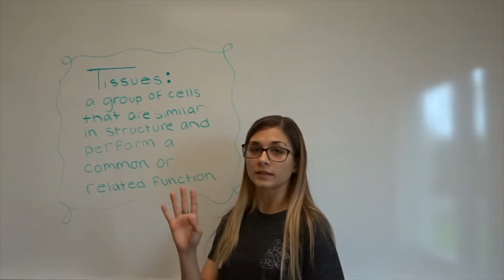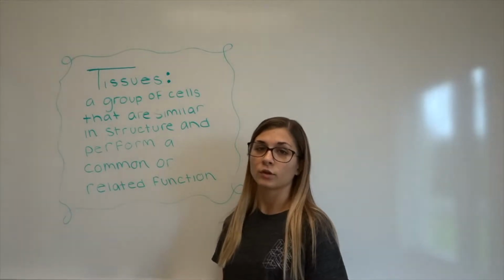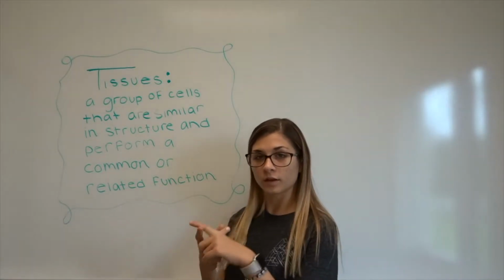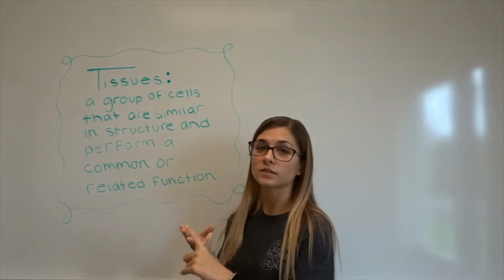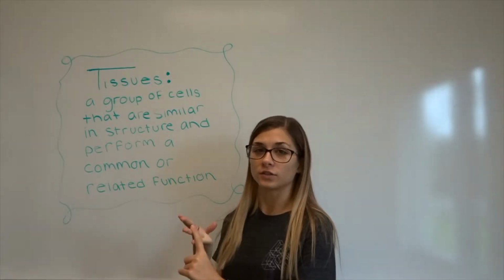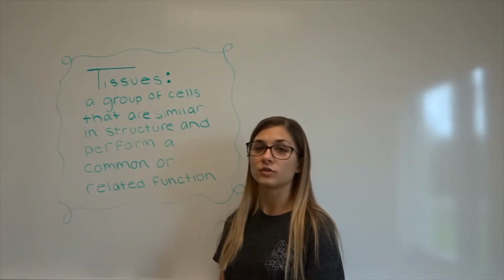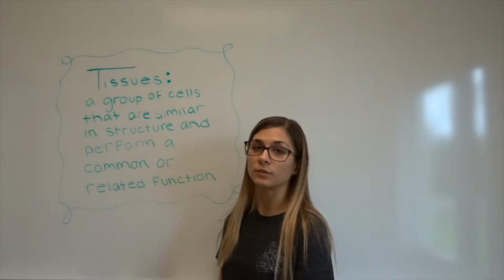There are four main types of tissues in the human body. You have epithelial tissue, connective tissue, muscular tissue, and nervous tissue. These four tissues make up the fabric of the human body.